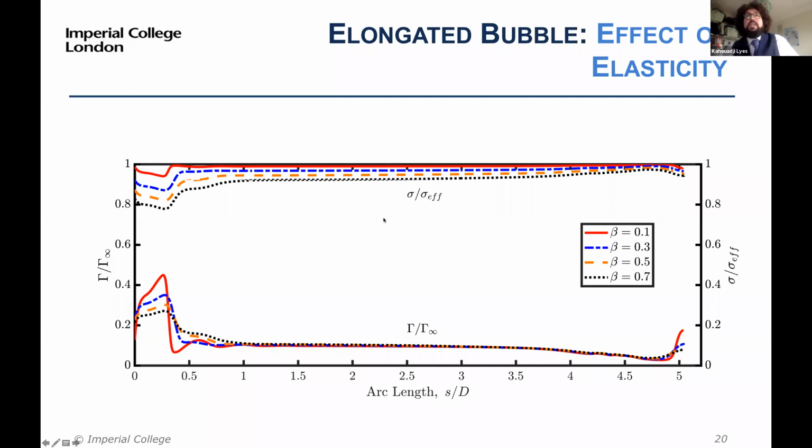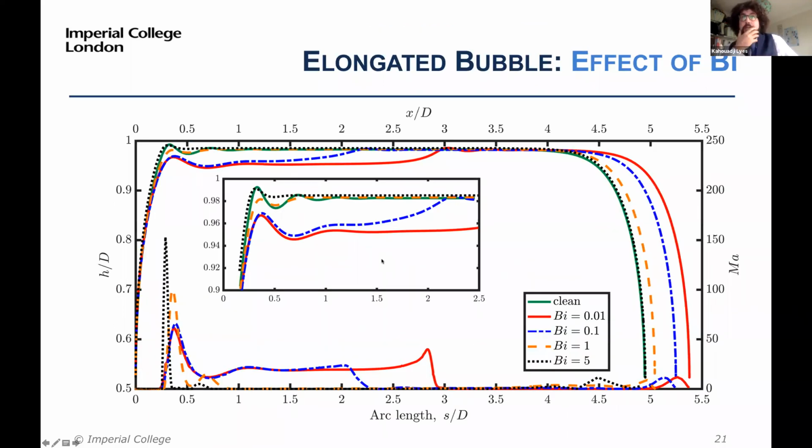With this we can also vary other parameters, for example, the Biot number. When you vary the Biot number, it gives really interesting phenomena: the shape of the bubble changes drastically. It's not only the suppression of the capillary wave, but it will redistribute it massively along the interface.